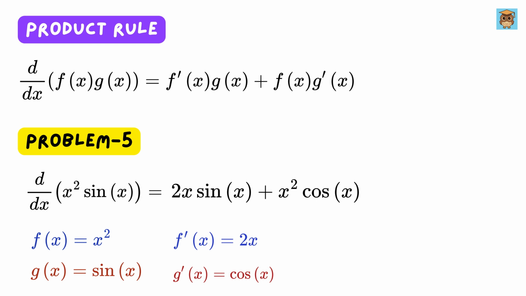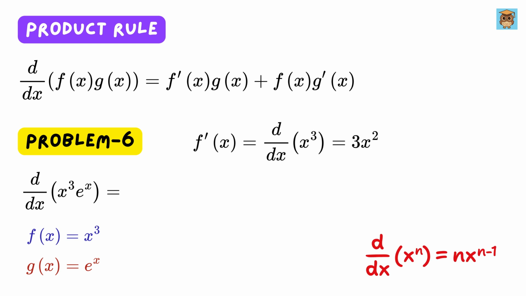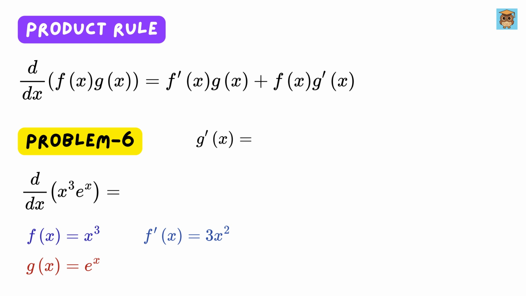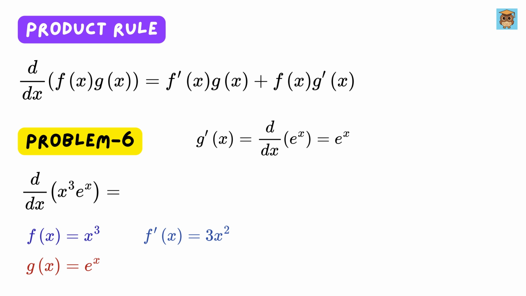Amazing! Let's find the derivative of x cubed times e raised to the power x. Here we have two functions. f is x cubed and g is e raised to the power x. The derivative of x cubed is 3 times x squared, so f prime is 3 times x squared. Next, we differentiate g, which is e raised to the power x. Now look at this table. We get the derivative of e raised to the power x is just e raised to the power x itself. So g prime is e raised to x.